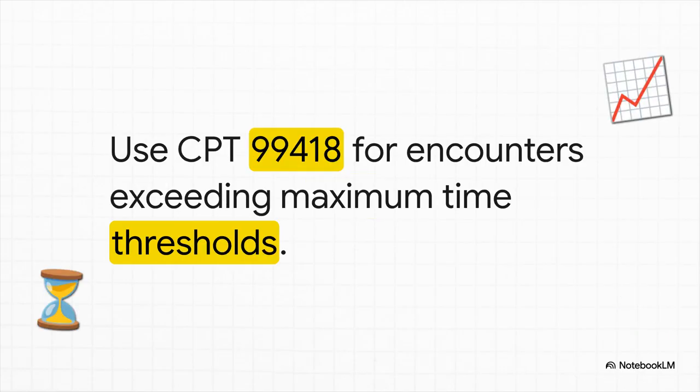And what happens when a provider just goes above and beyond? If your provider's time significantly blows past the 50 minutes for a 99306 or the 45 minutes for a 99310, you definitely don't want to lose that revenue. You capture it using the prolonged services code CPT 99418. For example, if you hit 65 minutes on an initial visit, you'd bill the 99306 plus the 99418 add-on code to accurately reflect the massive amount of time dedicated to that patient.